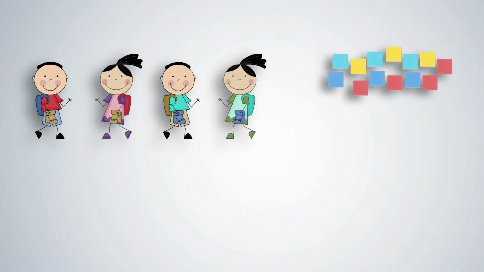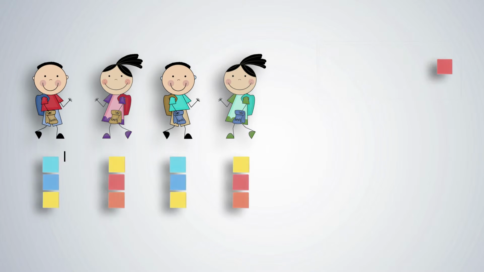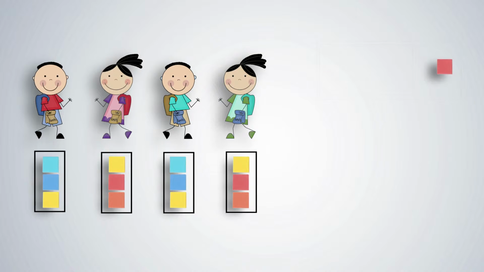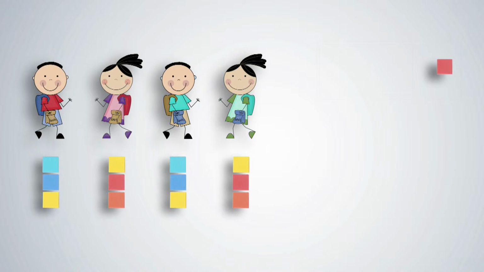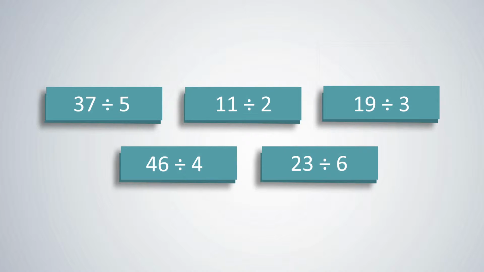First fact: 13, the number to be shared or divided, is the dividend. Second fact: 4, the number of shares to be made, is the divisor. Third fact: 3, the quantity that each gets, is called the quotient. Fourth fact: the 1 counter which remains is called the remainder. Ask students to calculate the quotient and remainder for a few more examples using counters.